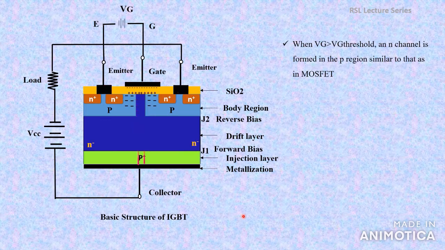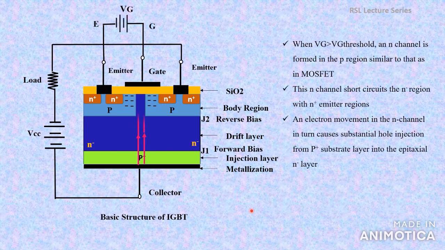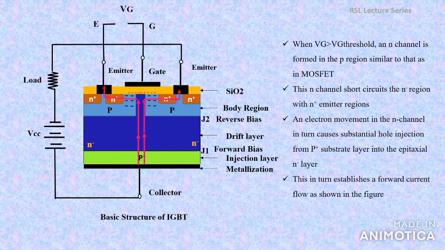So this is what we have discussed. When the gate voltage Vg exceeds the threshold value, an N channel will be formed, as in the case of a MOSFET. This is the N channel. Once the channel is formed, these N plus regions are short circuited, and as a result, holes will get injected from the P plus region. Thus the device is said to be in the conducting state.